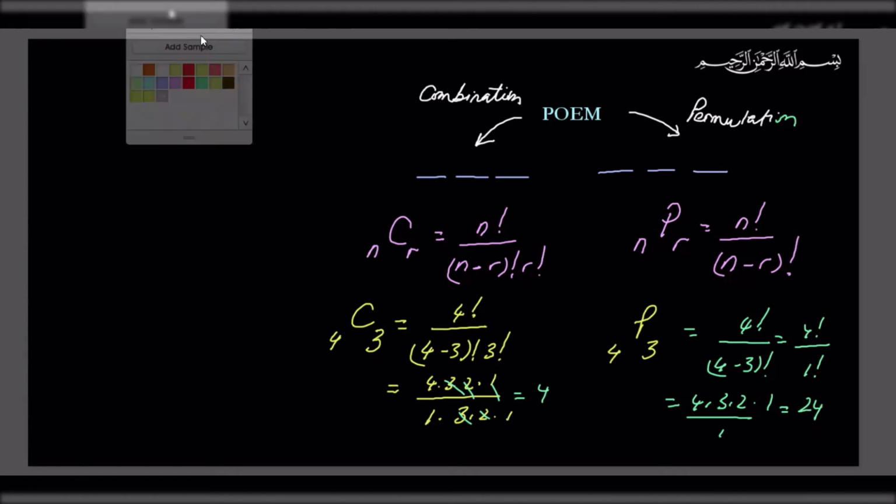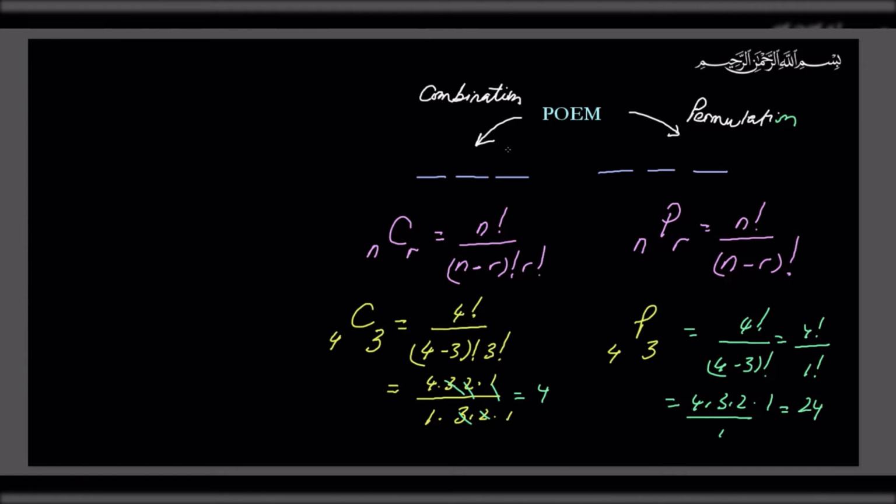So in this particular scenario, there are going to be only 4 combinations of 3-letter words that you can make from a 4-letter word, and there are going to be 24 different permutations of 3 letters from a 4-letter word. Okay, so this is a simple example of a combination and permutation. Just to remind you, 0 factorial is 1. All right, it's not 0.